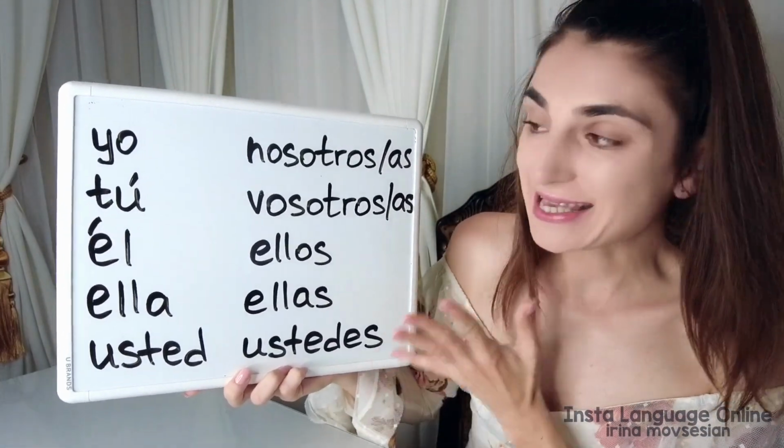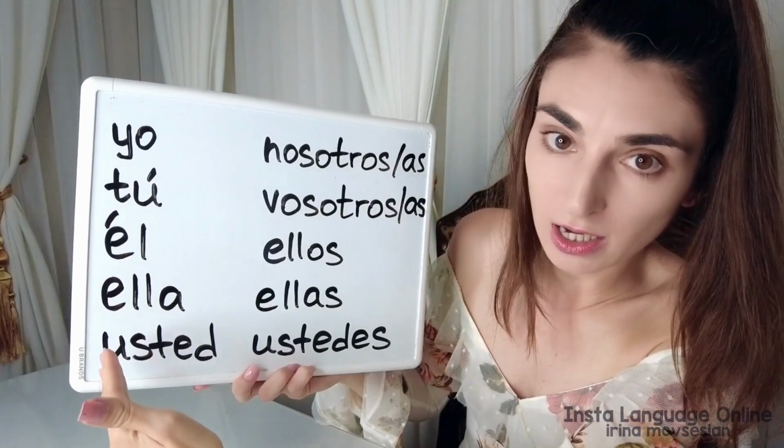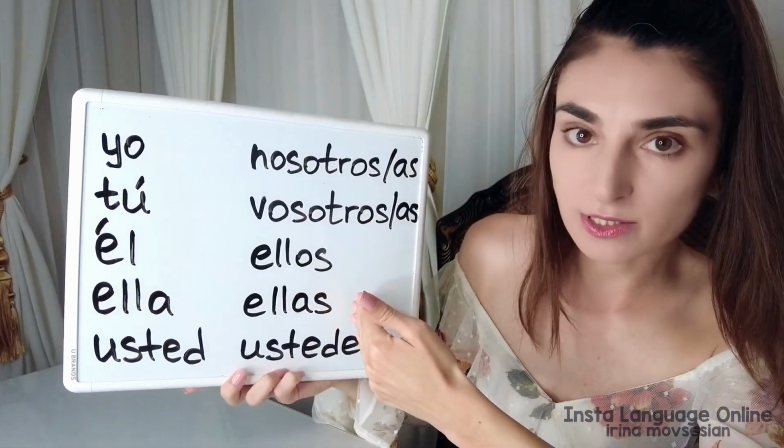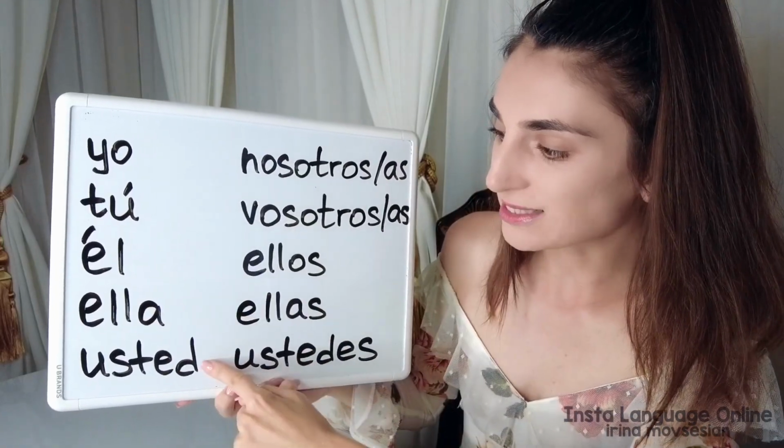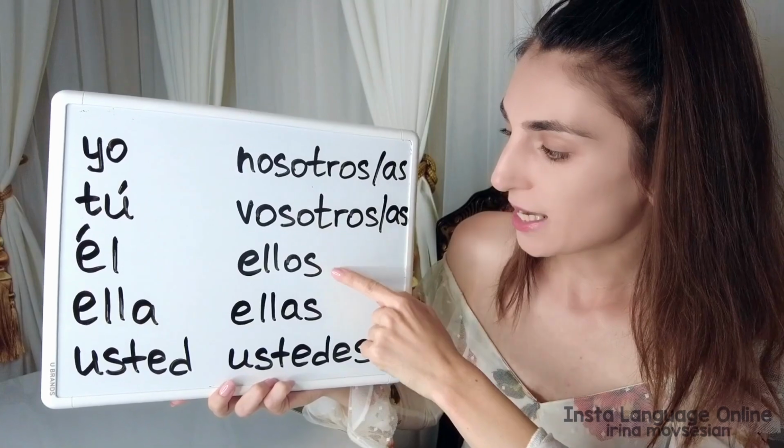So now let's look again at the pronouns. We have 2 columns, singular pronouns and plural pronouns. Yo, tú, él, ella, usted. Nosotros, vosotros, ellos, ellas, ustedes. Now, close your eyes all together. Let's start from the top till the bottom and then from the bottom to the top. Ready? Let's do it. Yo, tú, él, ella, usted, nosotros, nosotras, vosotros, vosotras, ellos, ellas, ustedes.